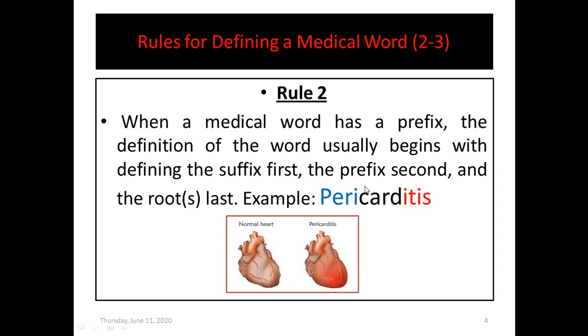And then the prefix, peri. This is the prefix, second to be defined. Itis is infection, peri means outer part, and lastly the word root, the basic part, which is card. Card means the heart. So pericarditis means there is infection involving the outer side of the heart. Infection involves the outer part of the heart.